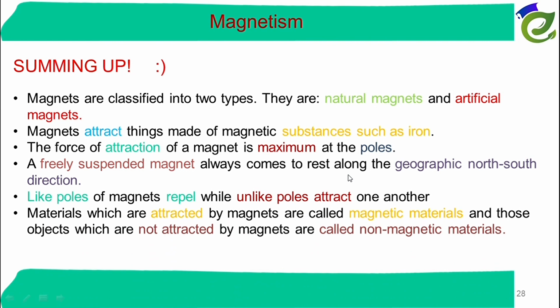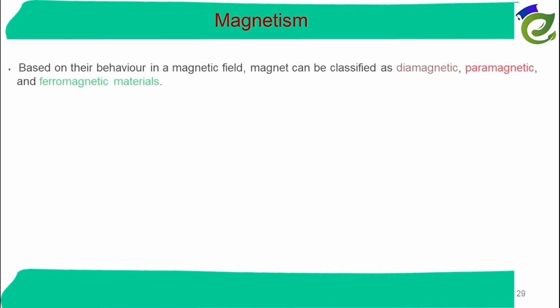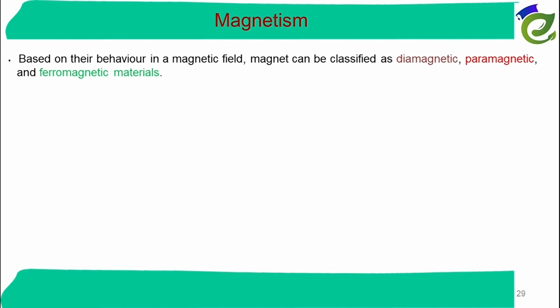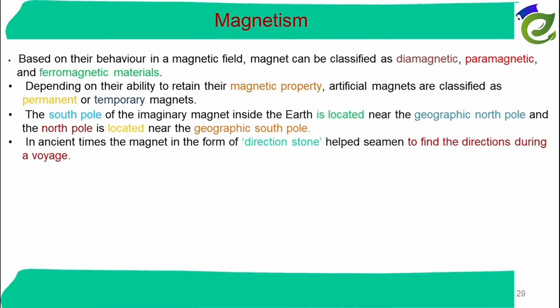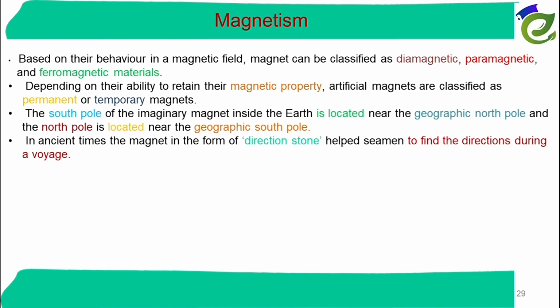Materials which are attracted by magnets are called magnetic materials, and those which won't attract are called non-magnetic materials. Based on the behavior in a magnetic field, materials can be classified as diamagnetic, paramagnetic, and ferromagnetic materials. Depending on their ability to retain their magnetic property, artificial magnets are called permanent and temporary magnets. The south pole of the imaginary magnet inside the Earth is located near the geographical North Pole, and the north pole is located near the geographic South Pole.